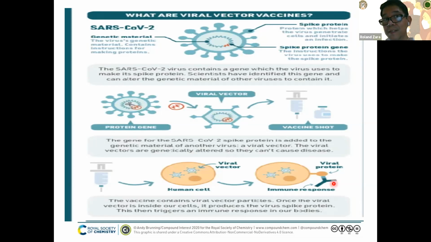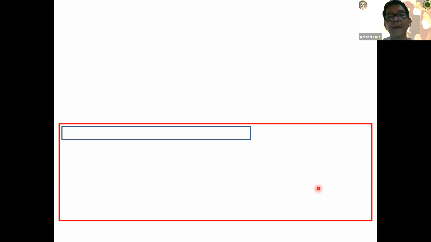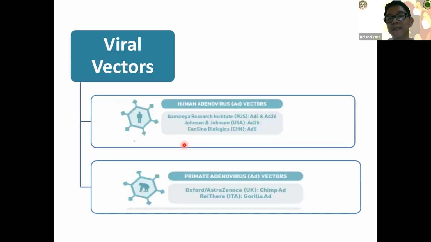Your AstraZeneca uses the chimpanzee adenovirus, while your J&J uses adenovirus 26, and your CanSino uses adenovirus 5. So these are COVID-19 vaccines that use viral vectors, adenoviruses.